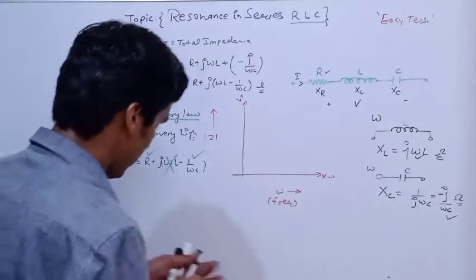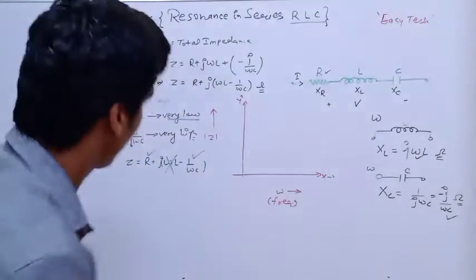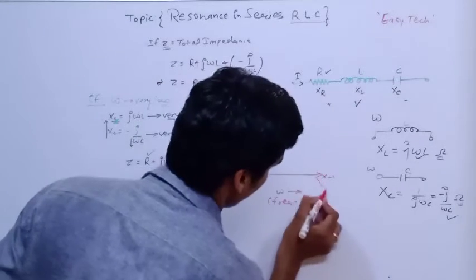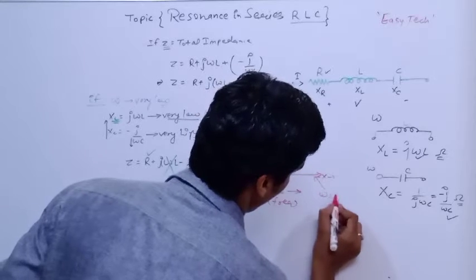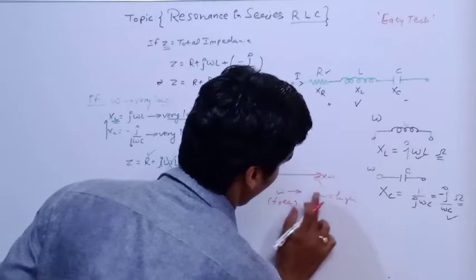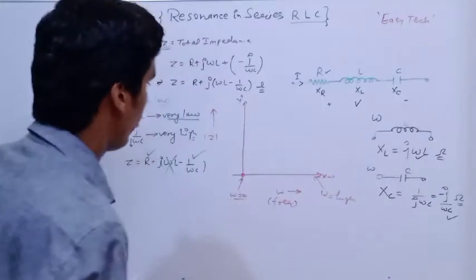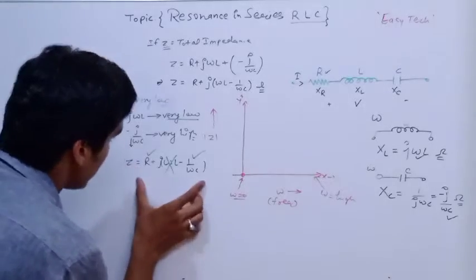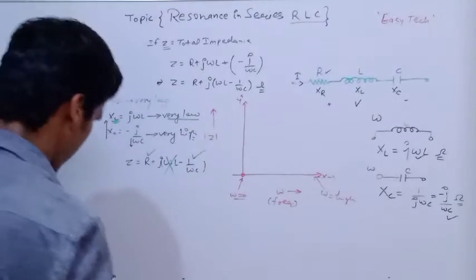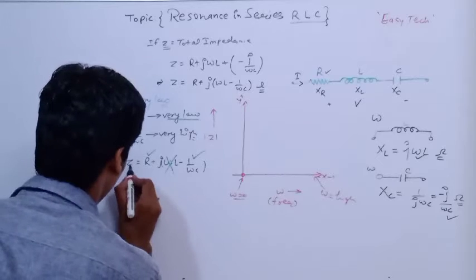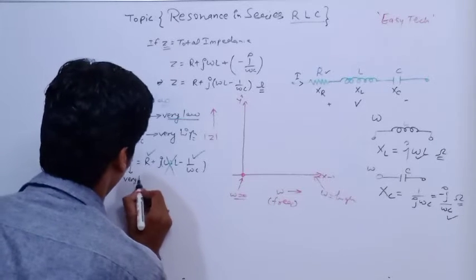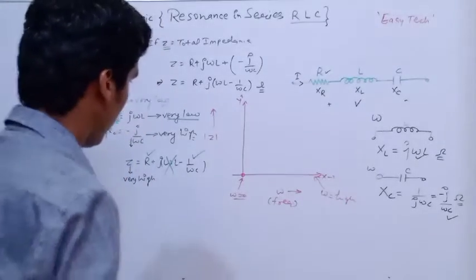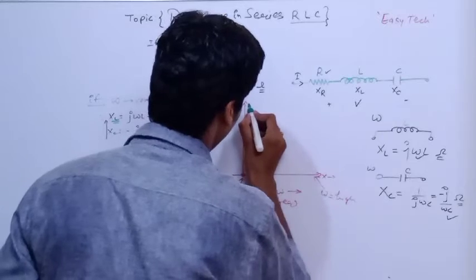For omega less than, why? Because here it is omega equal to 0 and here I am considering omega equal to very high. We are considering here omega equal to very high. So for omega equal to 0, the total impedance is very high. Okay, I am going to mention here, this will be very high. That means the impedance graph may look like here.